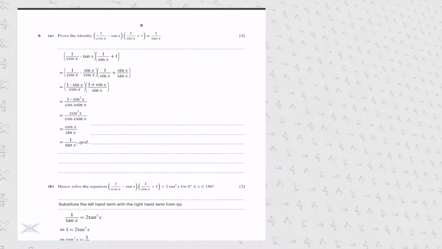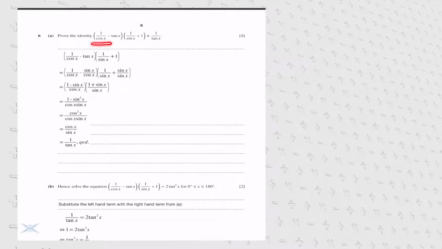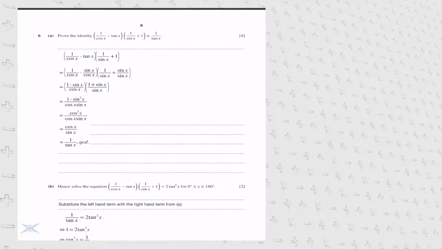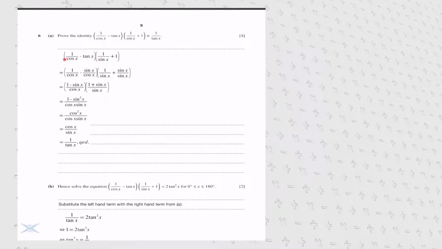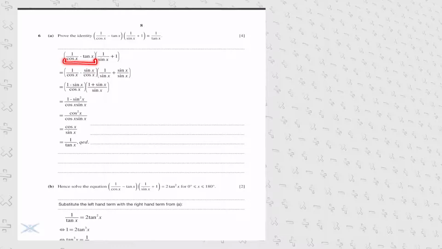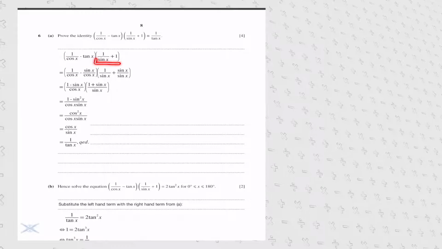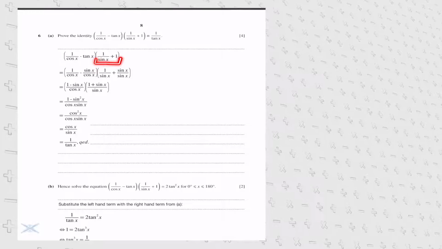Continuing with exercise 6, where in part A we are supposed to prove the identity of this expression here. So what we will firstly do is to rewrite both of those factors, and factor 1 will be rewritten in a way that both of their denominators are cosine x, and similarly in the second factor the denominator will also be made common to sine x.